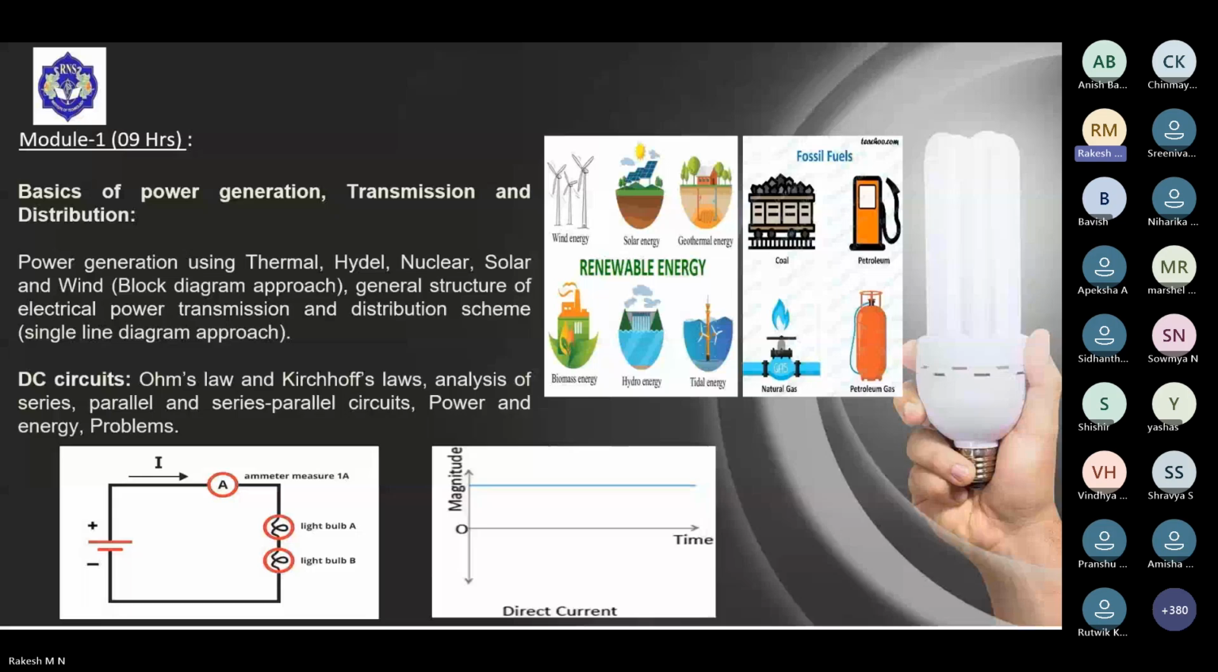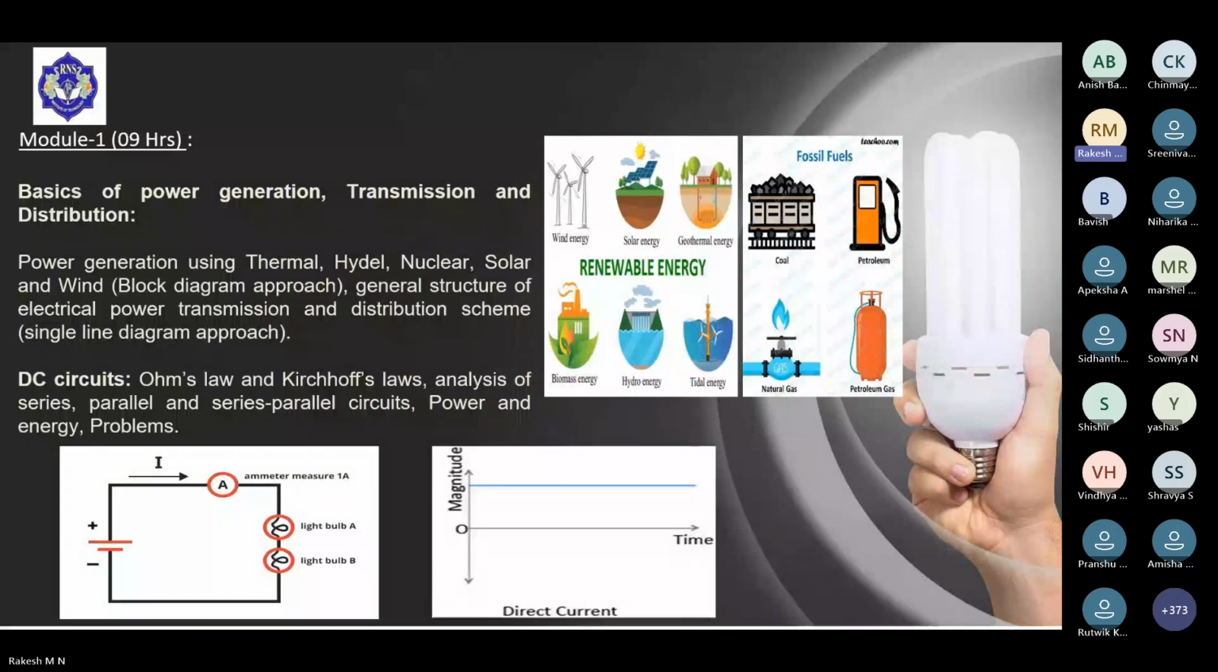Now energy got generated and it has to get transmitted. Definitely, I cannot have a hydel power plant in the center of any city. It will be somewhere else, some 300, 400 kilometers away, and it has to be transmitted and distributed. So how is it basically done? The general structure of transmission of electrical energy from the generation site to the receiving end will be dealt with in this particular topic, and we call that approach a single line diagram approach. That is the first part of module 1.